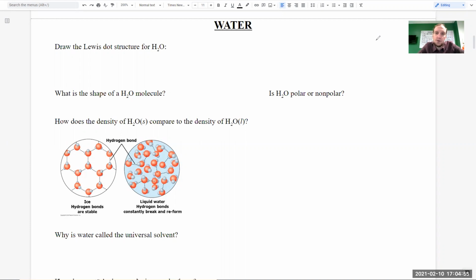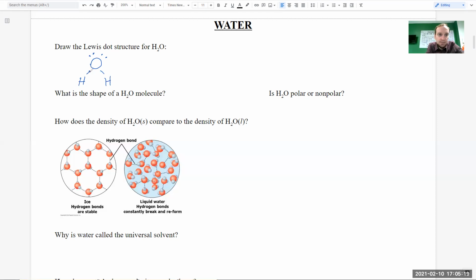Water is a remarkable compound on planet Earth. It is very, very unique. It has so many unique properties about it. One of them is its shape. Now, to draw the Lewis dot structure again, if you guys remember from last semester, we would have 6 dots around the O because oxygen's in the 6th column of the periodic table. And then hydrogen would get 1 dot because it's in the 1st column.